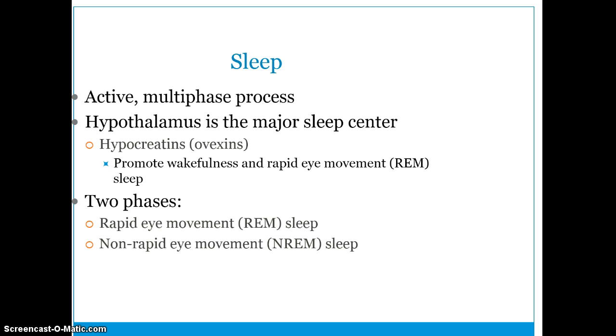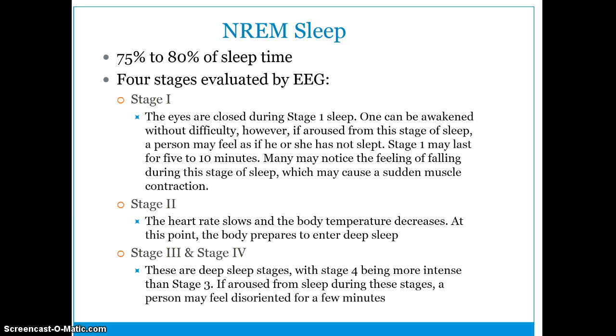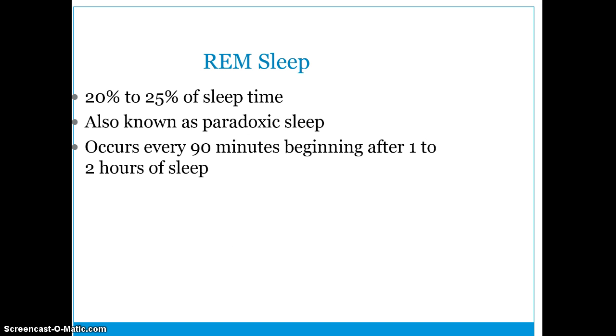Sleep. Let's just switch over to sleep real quick, because that's pretty much it for temperature. Sleep we all know. Hopefully I didn't put you to sleep in these videos, but your major sleep center is your hypothalamus. We do have our two phases that you've already been taught about, your REM sleep and your non-REM sleep. You go through 4 stages during your sleep. Non-REM sleep is about 75 to 80% of your sleep time. REM sleep is about 20 to 25% of your sleep time. It occurs every 90 minutes, beginning after 1 to 2 hours of sleep.